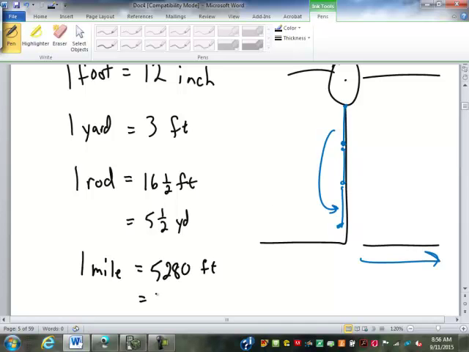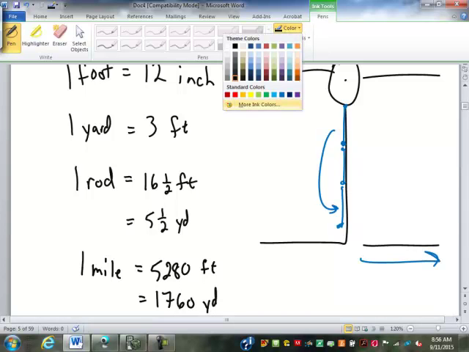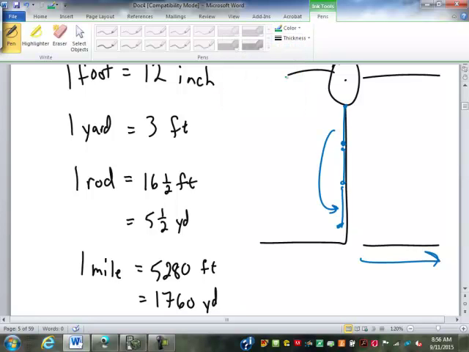5,280 feet, or 1,760 yards. Now, there's all sorts of rumors as to where this came from. One of them was that it was the distance King Edward could see out the window of the castle from his throne. The definition that holds the most weight with me is that it actually comes from the Roman military.